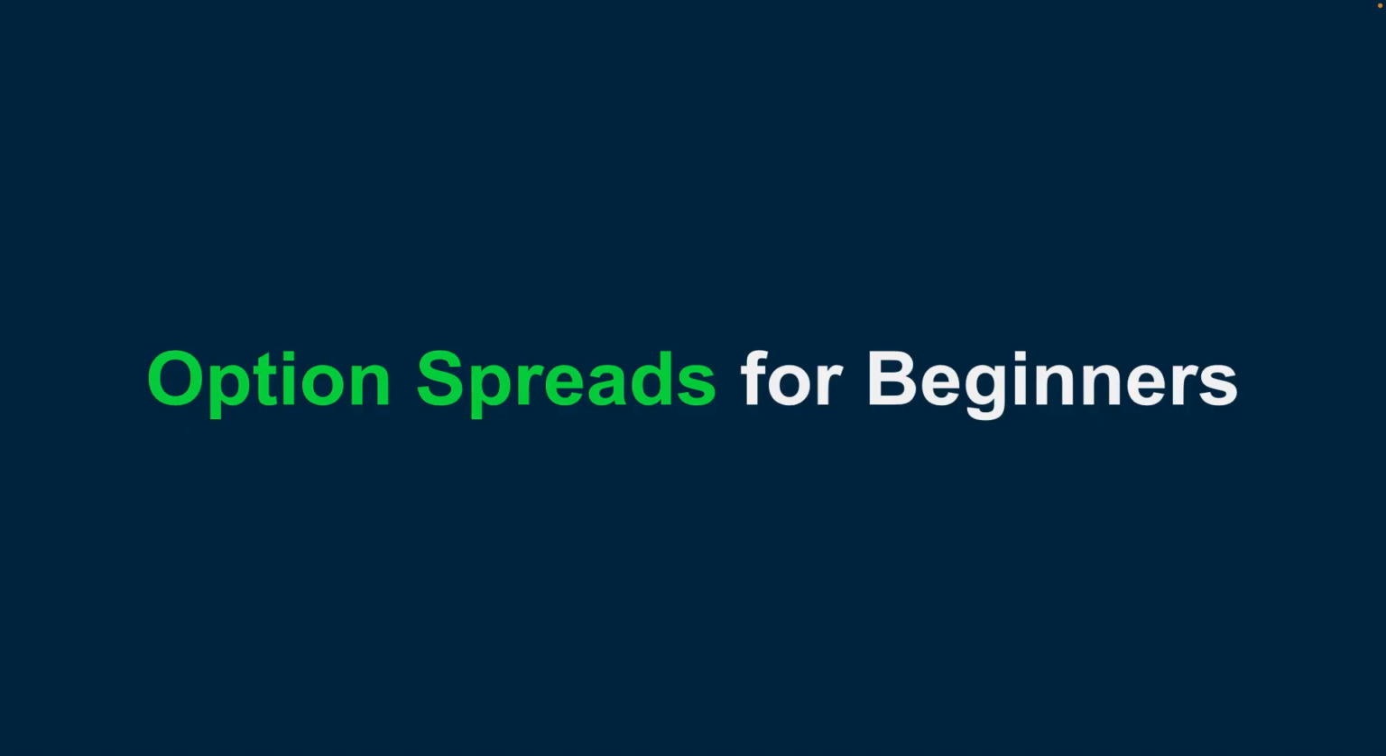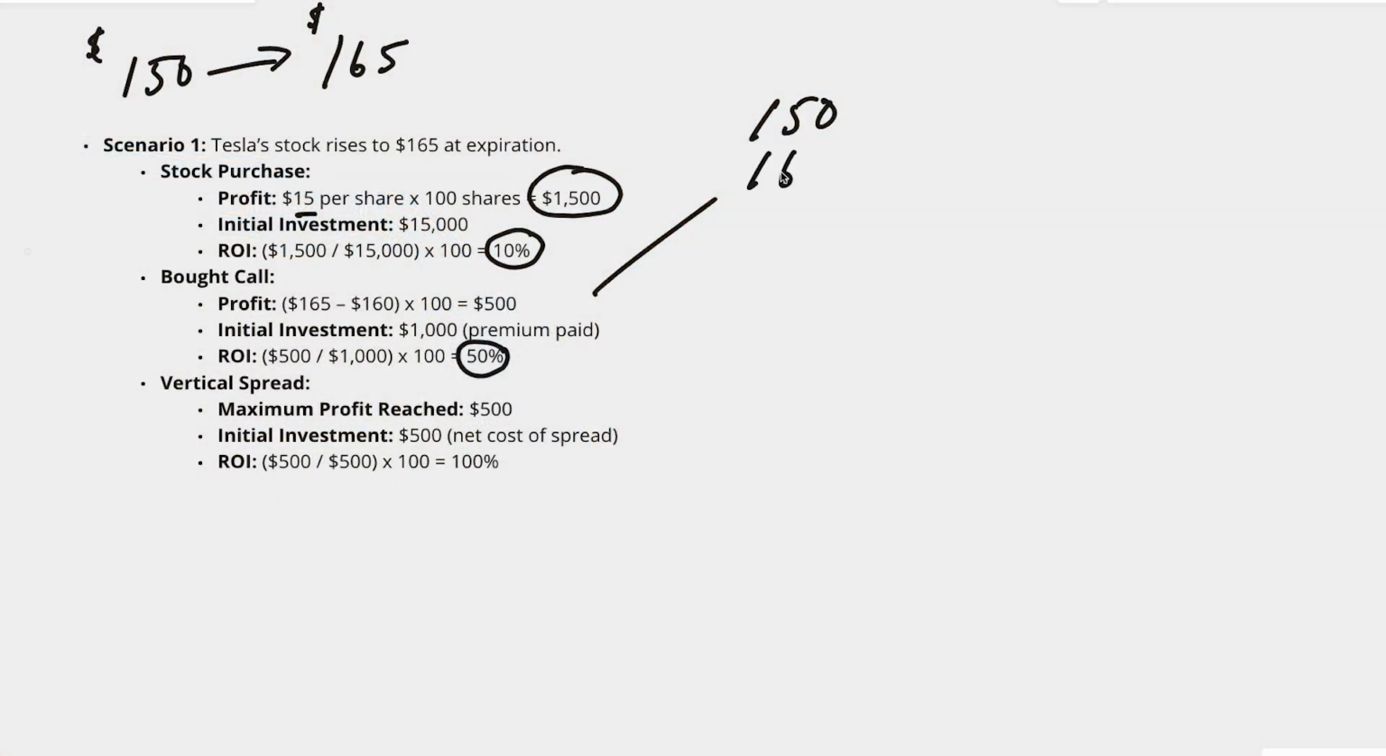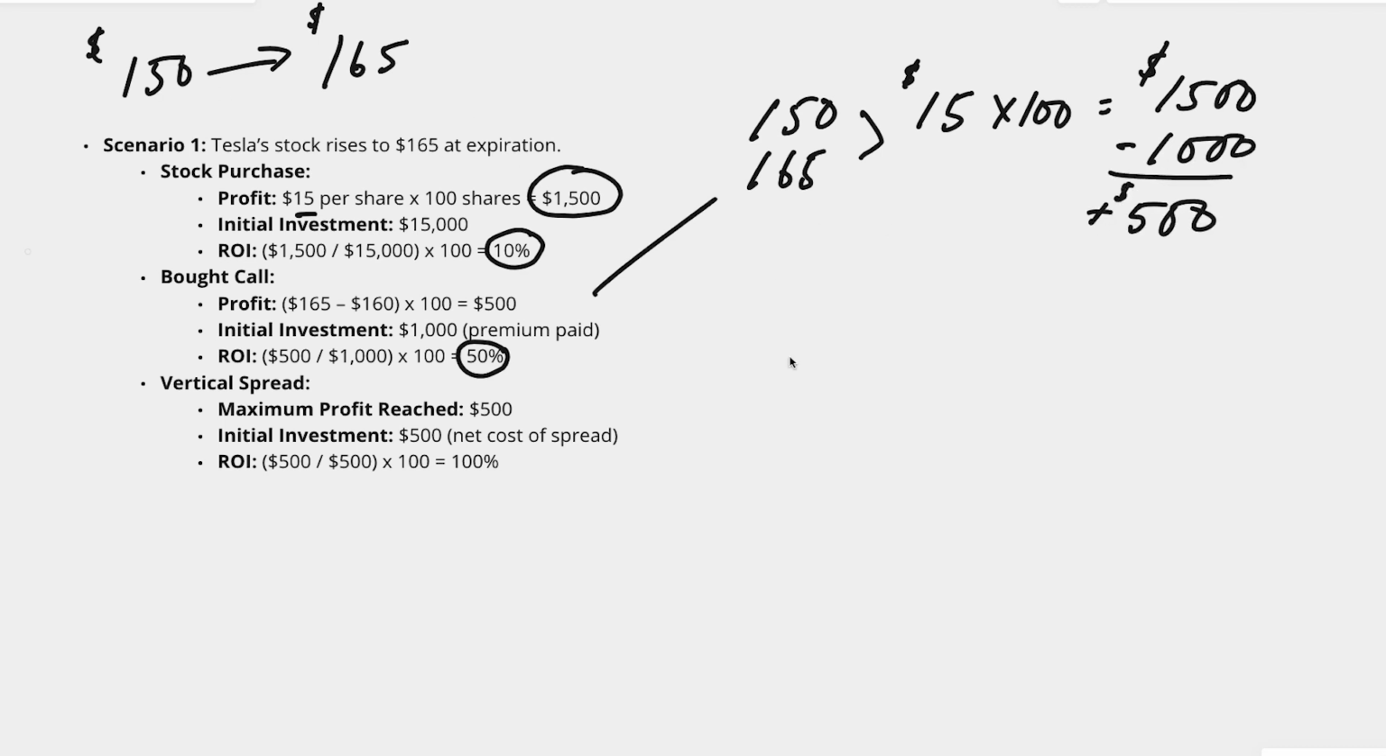In this video, we're going to talk about option spreads for beginners. So it's going to be very much an introduction to what an option spread is. And we're going to review sort of the most common ones. And then we're going to jump over to a whiteboard and we're going to run through an example where we compare just buying stock outright, buying a straight up call option, and then buying an option with a spread.